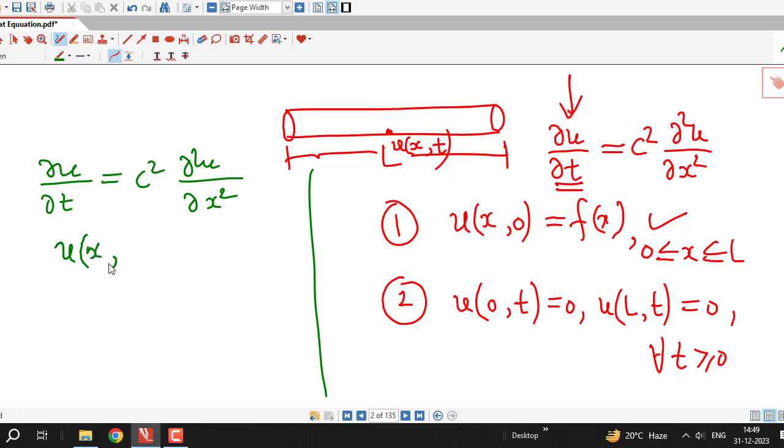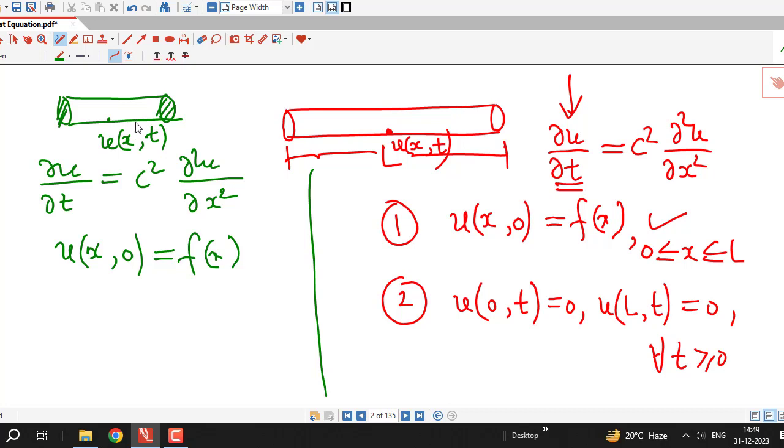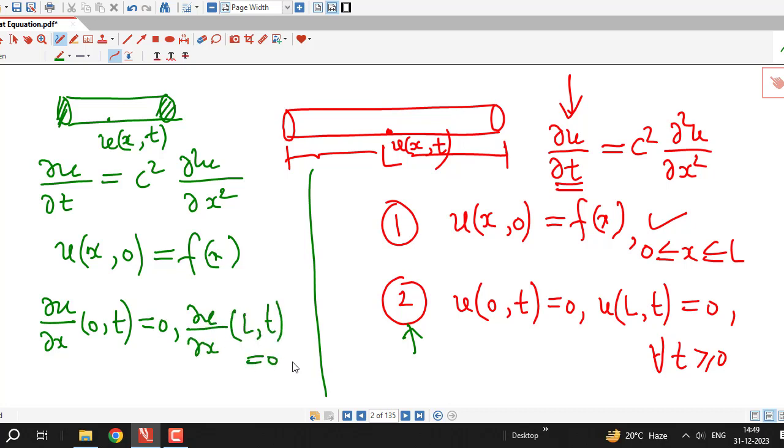With the same initial condition, that initial temperature is given by some function f(x), but in this case we have the assumption that no heat can flow through the ends. So how do we decide the temperature distribution at any point x and at any time t? In this case the boundary conditions are different. Here we have, instead of u, the value of ∂u/∂x at x equal to 0 is 0, and the value of ∂u/∂x, that is the temperature gradient, at x equal to L is 0.